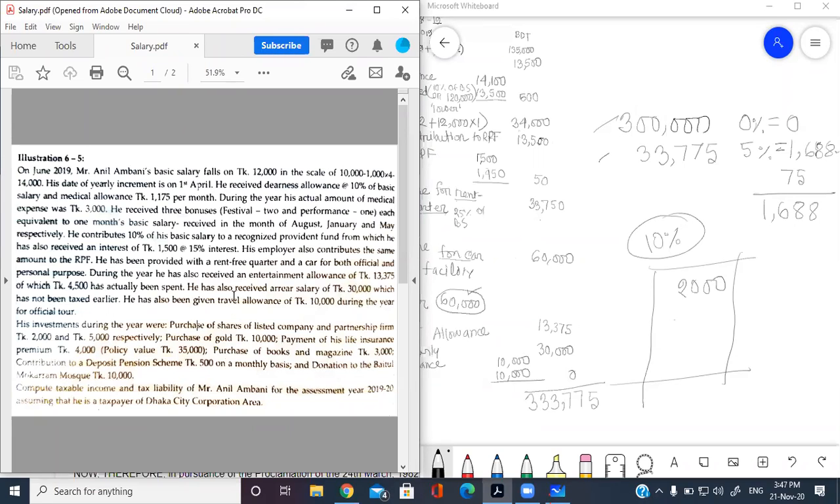3,500. So Mr. Anil Ambani has paid how much? 4,000. Can we write 4,000 here as a life insurance premium? No, sir. Why, sir? Because it exceeds 10% of the policy value. Right? 3,500. So how much can we write? 3,500. Okay.